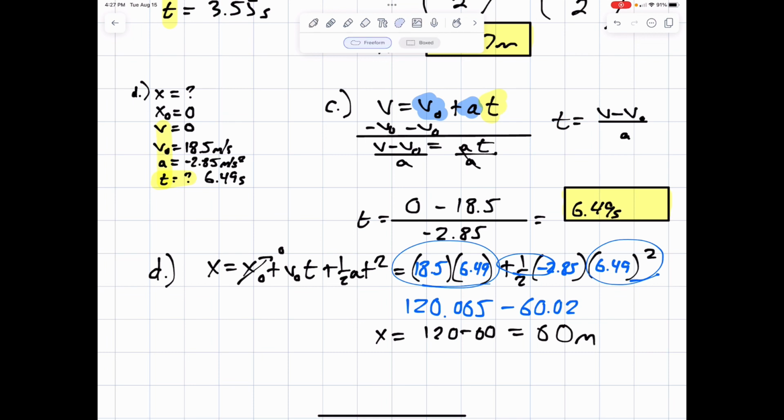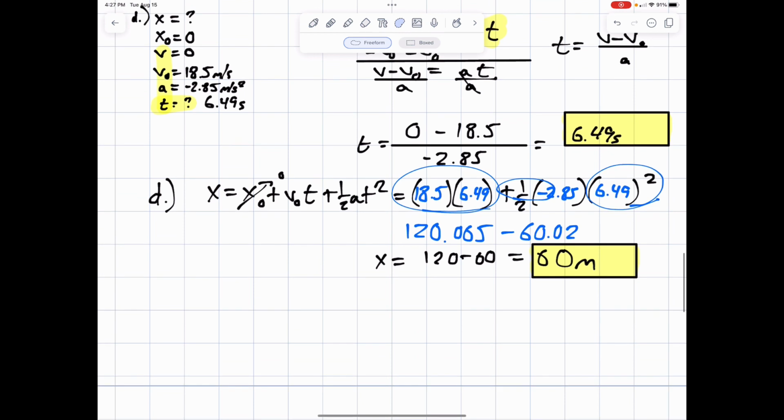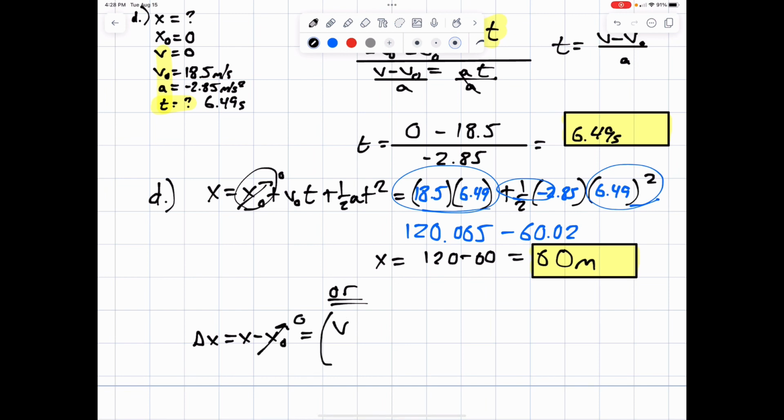Now, there's another way to do it if you used equation number 11. We could have gone delta x, which if x naught is equal to 0, remember delta x is equal to x minus x naught. That's also equal to the average velocity times time. Now the final velocity is 0, so it's really the initial velocity divided by 2 times time.